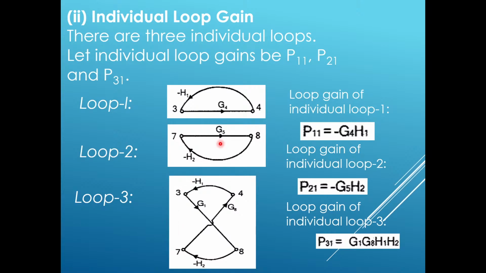Next, what is the loop 2 gain value? G5 into minus H2. That is P21 equal to minus G5 H2. And what is loop 3? That is the loop 3 gain value, P31 equal to G1, G8, H1, H2. So minus H1, minus H2, minus minus cancel. So you'll get G1, G8, H1, H2. This is the loop 3 gain value. So just write it down.